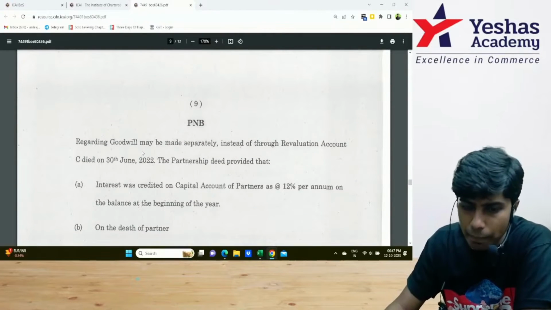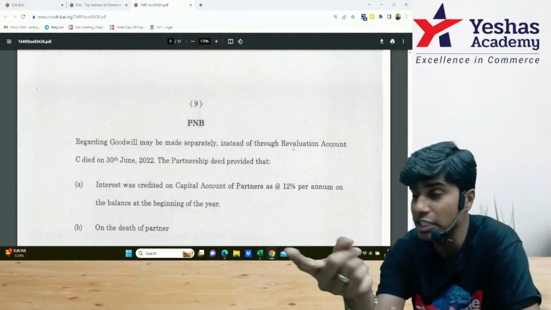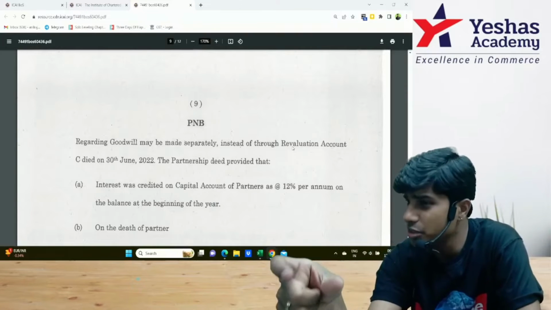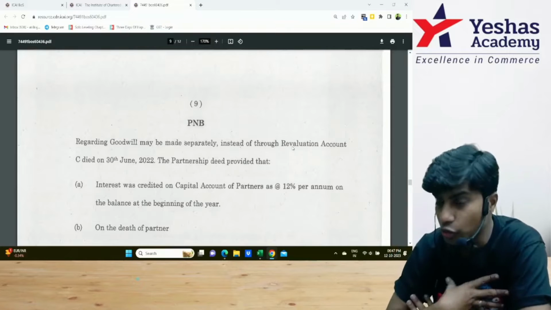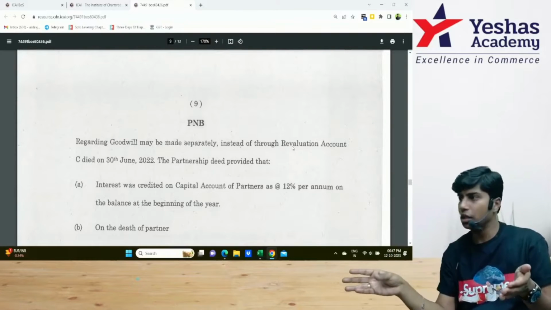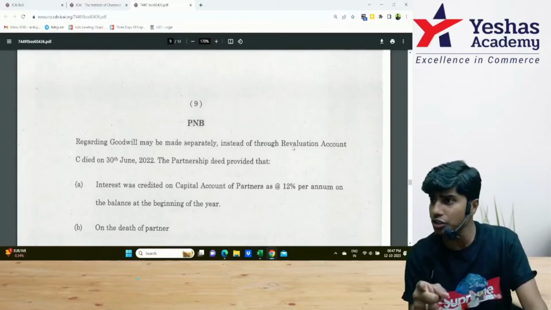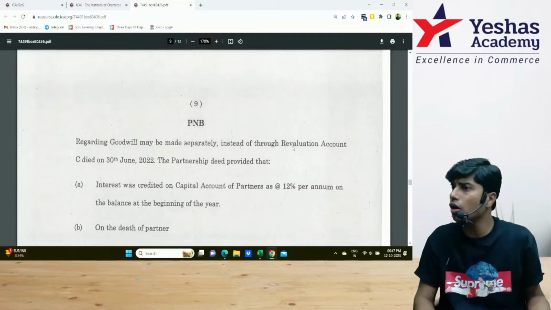Regarding goodwill, it may be made separately instead of through the revaluation account. In the explanation, I did tell you that goodwill is also another asset. Any adjustment for goodwill can actually be done through revaluation. Whenever we do problems, we don't prefer to do it. We do the goodwill adjustment outside the revaluation account and then adjust the partners' capital accounts straight. Can we adjust goodwill in revaluation? Yes. Is it wrong? No, not at all wrong.